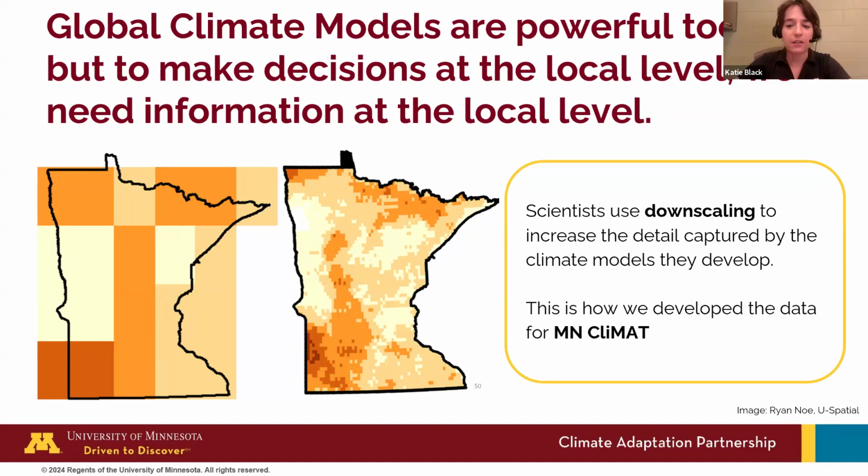Scientists use downscaling to increase the detail captured by climate models, and this is how we developed the data for Minnesota CliMAT. The way I would like you to think about this is that the detail across time and space that a climate model can represent is determined by its resolution. So when we downscale a climate model, it means that you would be able to zoom in more clearly. Think about if you're looking at a picture that has higher resolution, you really zoom in, you're able to see a lot more clear detail rather than pixelated information. And again, that's a lot more useful if you're trying to look for something specifically within that picture.